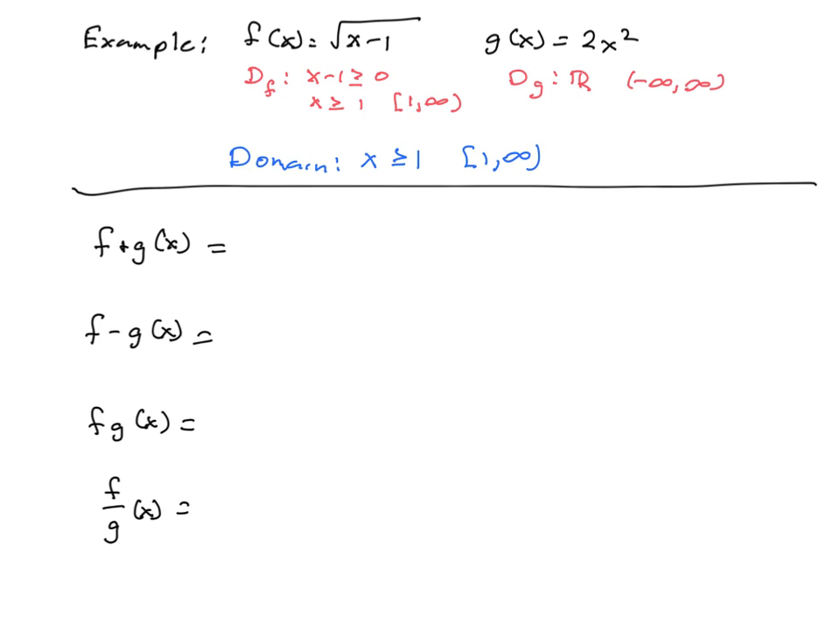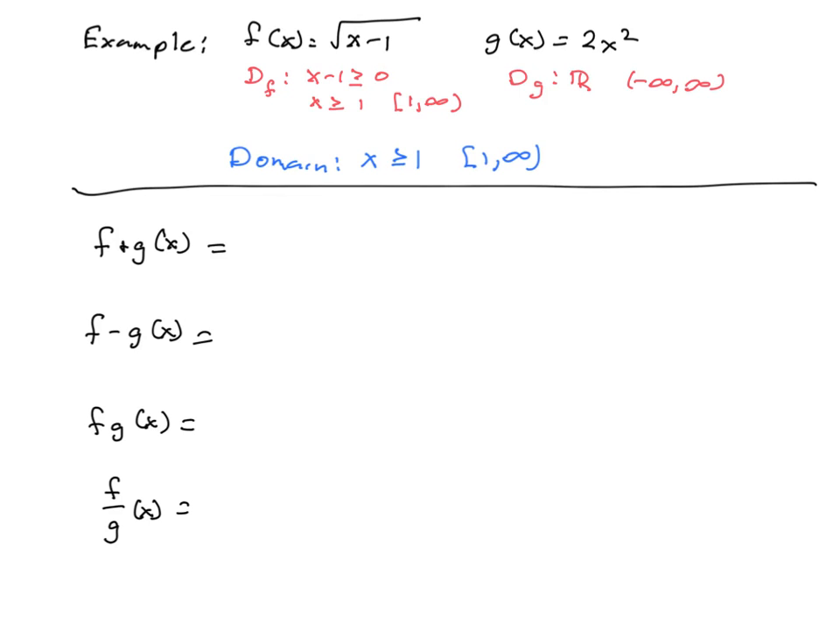In fact, even the quotient will also have that, because g of x is only 0 when x is 0. And since 0 is not included in our domain that we have right here, then we know that that actually will also be the domain of that quotient.